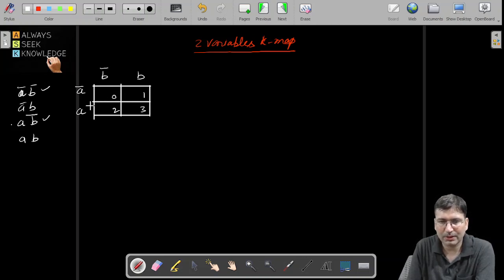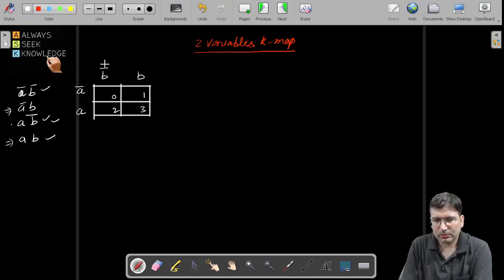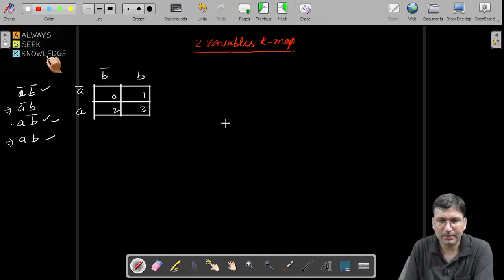If you compare 0 and 1, they differ by B bar and B only, so these are adjacent. Now if you compare 2 and 3, they differ by B bar and B only, right? 1 and 3, if you compare, they differ by A bar and A only, B is same. So this 2 variable K-map is also satisfying the same adjacency condition, right?